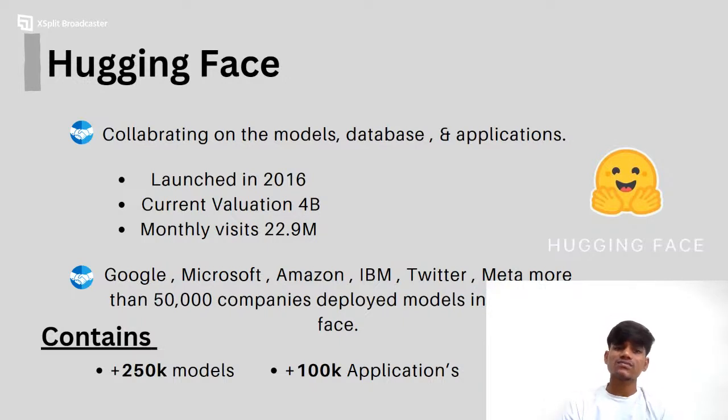Just have a glance. Collaborating on models, datasets, and applications. We have a large number of applications, datasets, and models in Hugging Face, like GitHub. Just as you deploy code to GitHub by making a repository and following some processes, it also has a particular system to host code, application models, and datasets. It was launched in 2016, and its current valuation is 4 billion according to some sources, with 22.9 million visits per month.